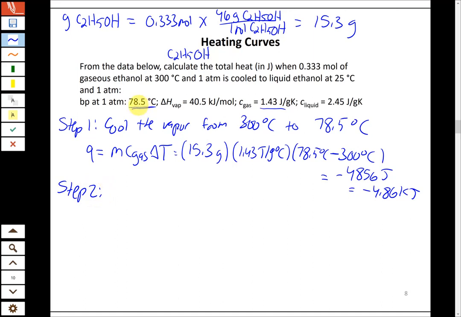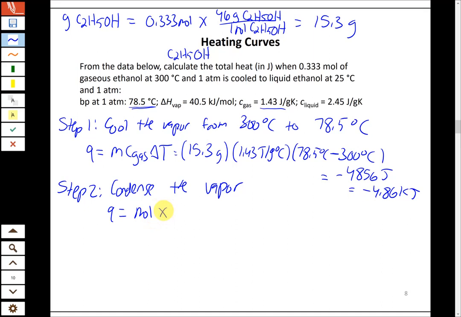All right, for step 2, once we've gotten to the boiling point, which is also the point at which the vapor is going to condense back into a liquid. So at this temperature of 78.5 degrees Celsius, we're going to now condense the vapor at a constant temperature until all of it is condensed back into the liquid phase. And the heat in this case is going to be the moles of substance multiplied by the phase change enthalpy.